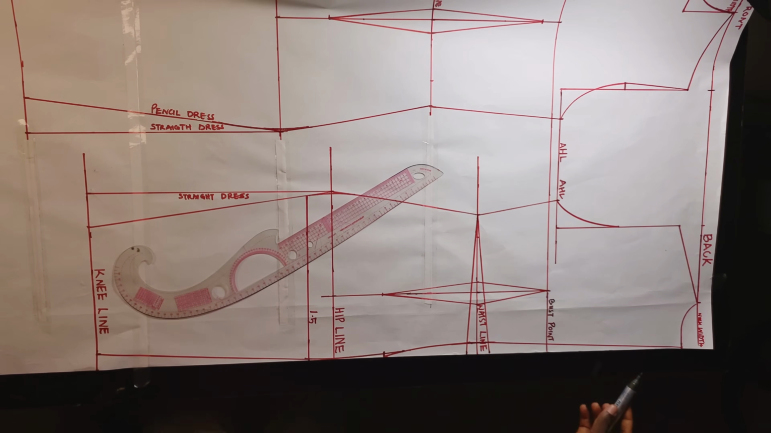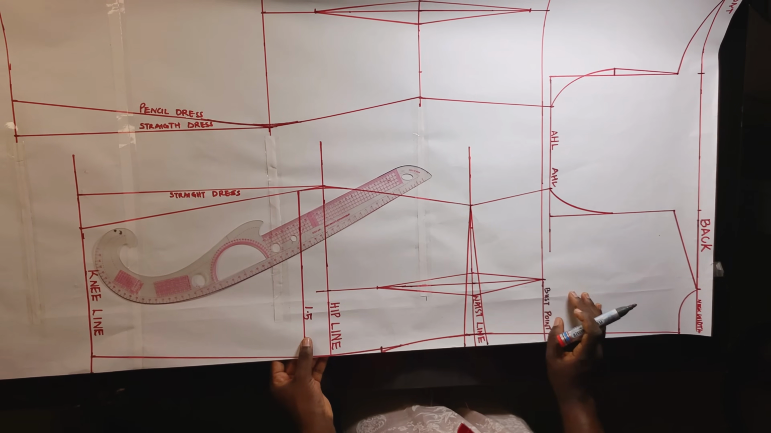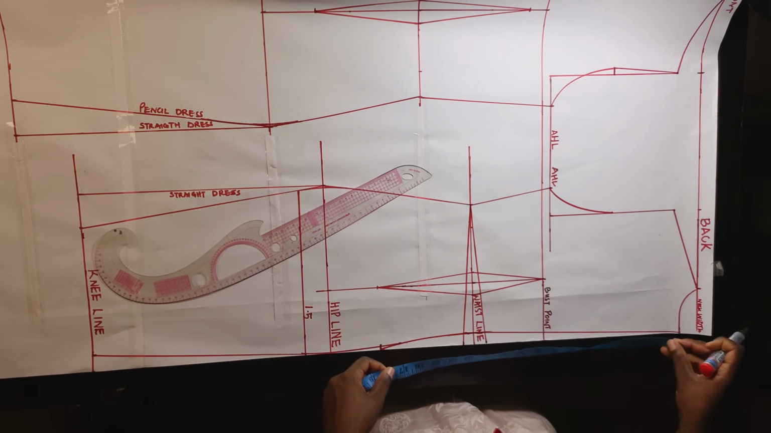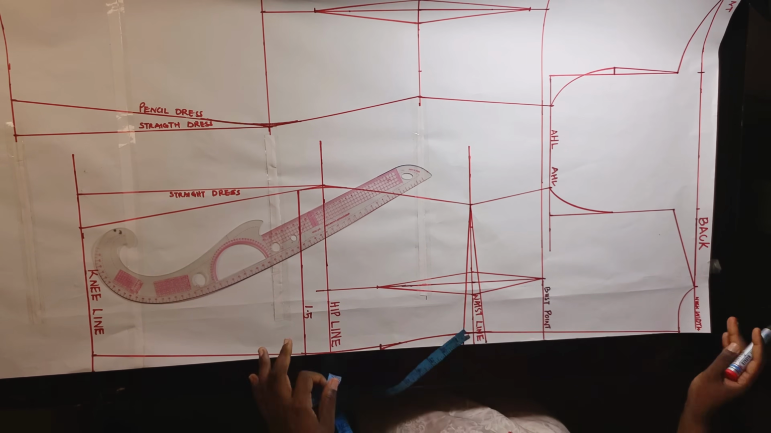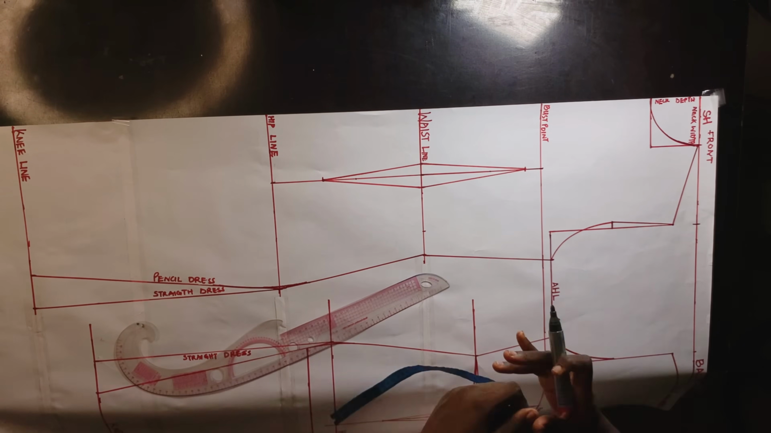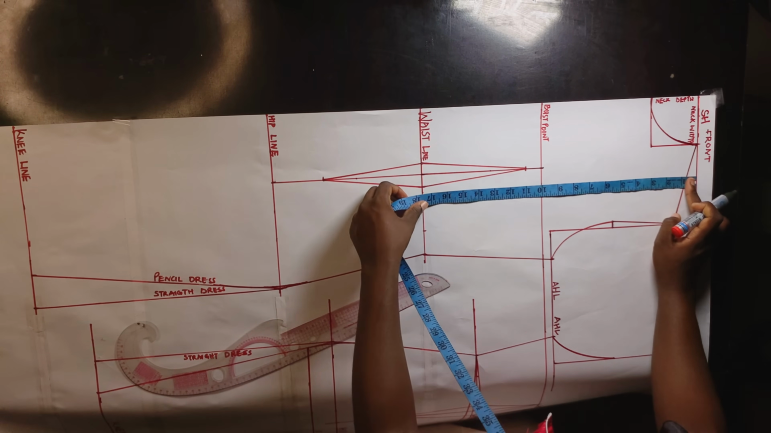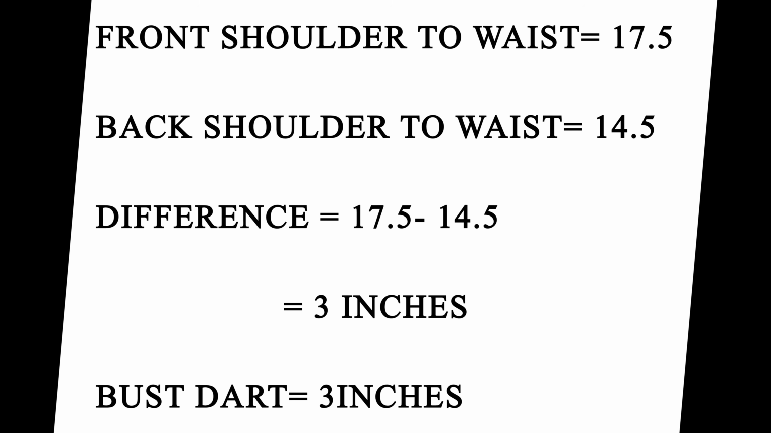Okay, the next step is to mark our bust dart, and in order to do that, I'm going to measure my shoulder to waist for the back. If you remember, it is 14.5 inches, and measure my shoulder to waist for the front, which is 17.5 inches. Since my front shoulder to waist is 17.5 and my back shoulder to waist is 14.5, in order to get my bust dart, I have to subtract that 14.5 from that 17.5, and that gives me 3 inches. 3 inches is going to be my bust dart.